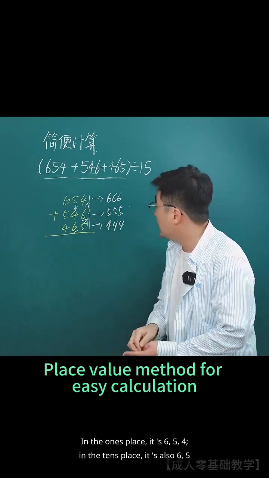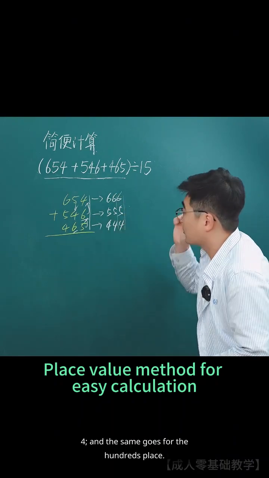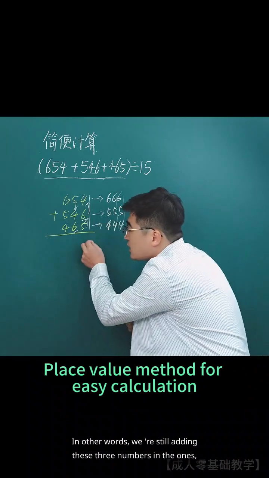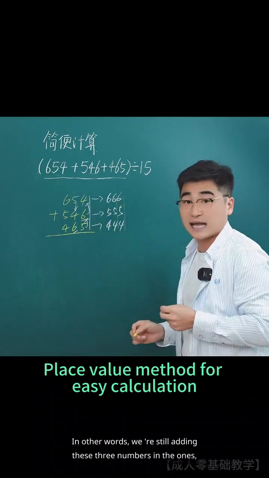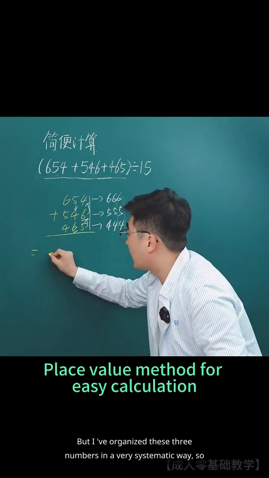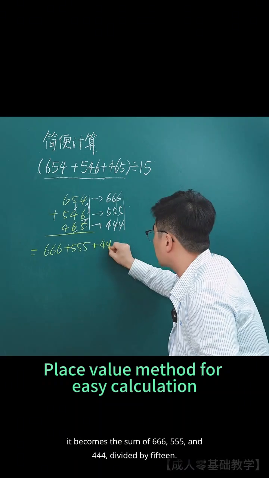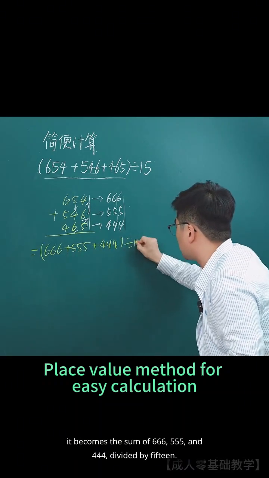Take another look. In the ones place, it's 654. In the tens place, it's also 654. And the same goes for the hundreds place. In other words, we're still adding these three numbers in the ones, tens, and hundreds places, so the result doesn't change. But I've organized these three numbers in a very systematic way, so it becomes the sum of 666, 555, and 444, divided by 15.